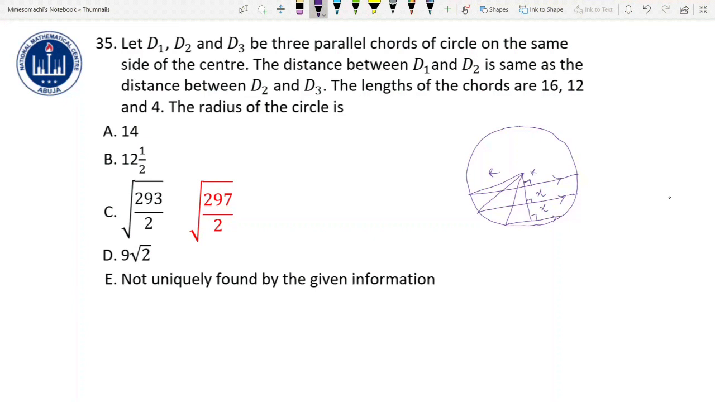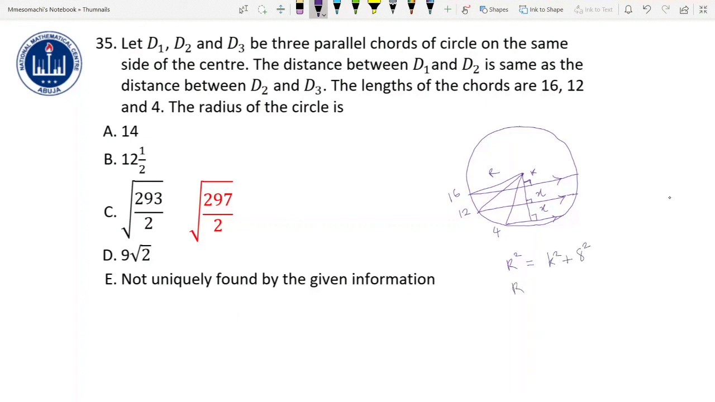So from the first right angle triangle, we have R squared by applying Pythagoras theorem. So let's say this is chord 16, this is chord 12, and this is 4. The midpoint of the chord means we divide the 16 by 2. So we have R squared equals K squared plus 8 squared.